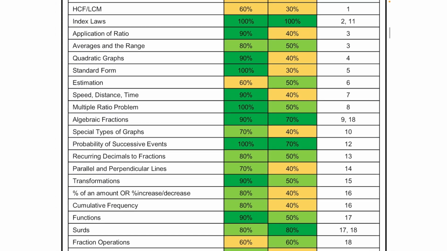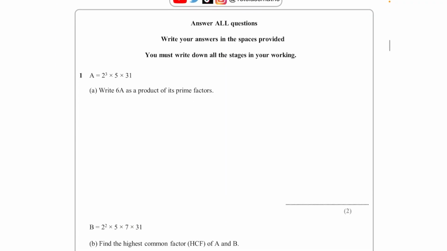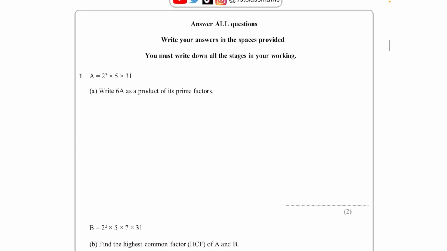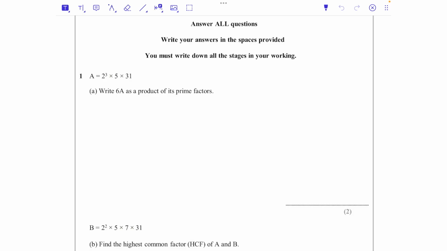Okay, so question number 1. A is 2 cubed times 5 times 31. Write 6a as a product of its prime factors. So we can see that they've already written a as the product of its prime factors. We've already got it broken down as a prime factorisation. We now want 6a, and we know that that is 6 lots of a.